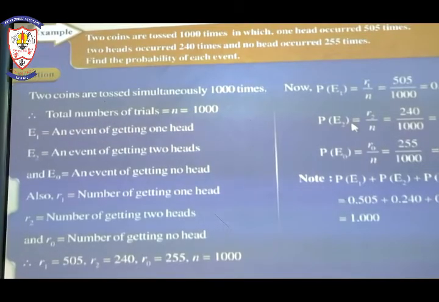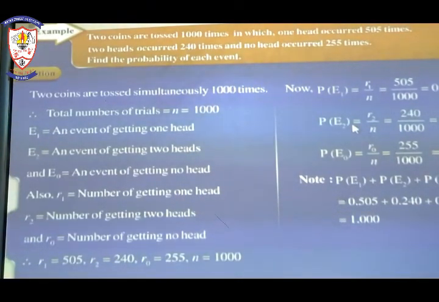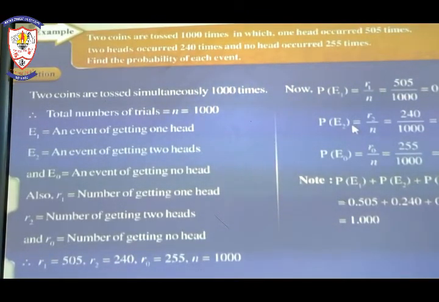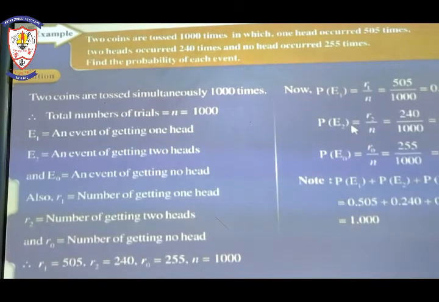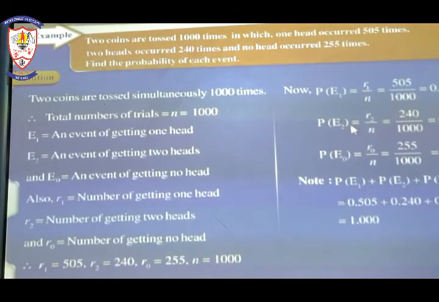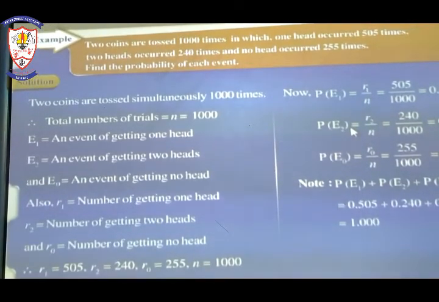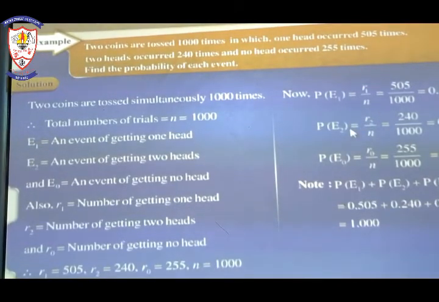Now students, we will take one more example. Two coins are tossed 1000 times, in which one head occurred 505 times, two heads occurred 240 times, and no head occurred 255 times. Here no head means on both the coins we are getting tail. Find the probability of each event. First of all, we will write all the given things, whatever information we are getting from the example. Two coins are tossed simultaneously, that is 1000 times.